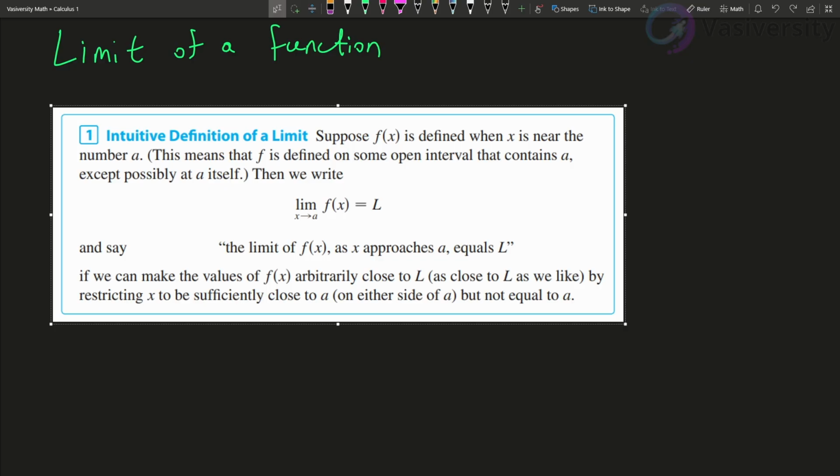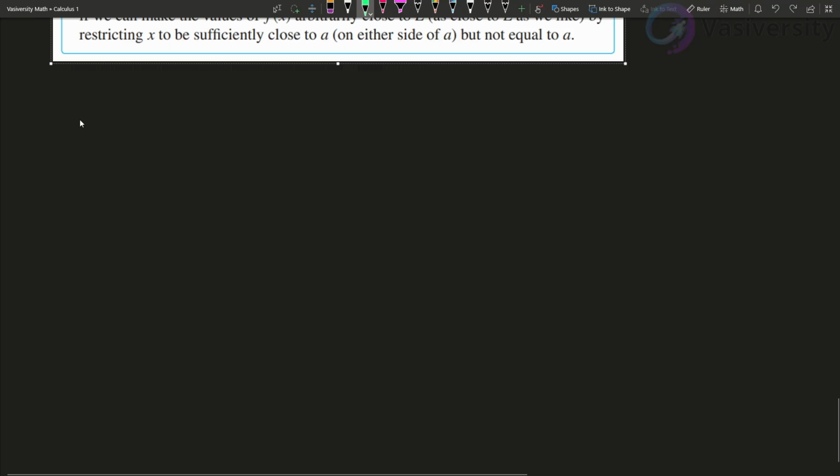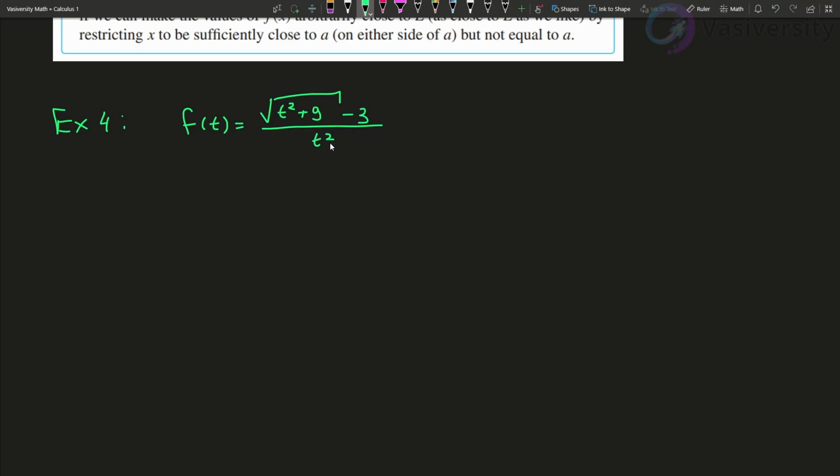Let's take a look at some examples. We already had one example when we were evaluating x squared minus 1 over x minus 1, but let's look at this one. Example 4: f of t is equal to the square root of t squared plus 9, minus 3, over t squared. We want to find the limit as t approaches 0.